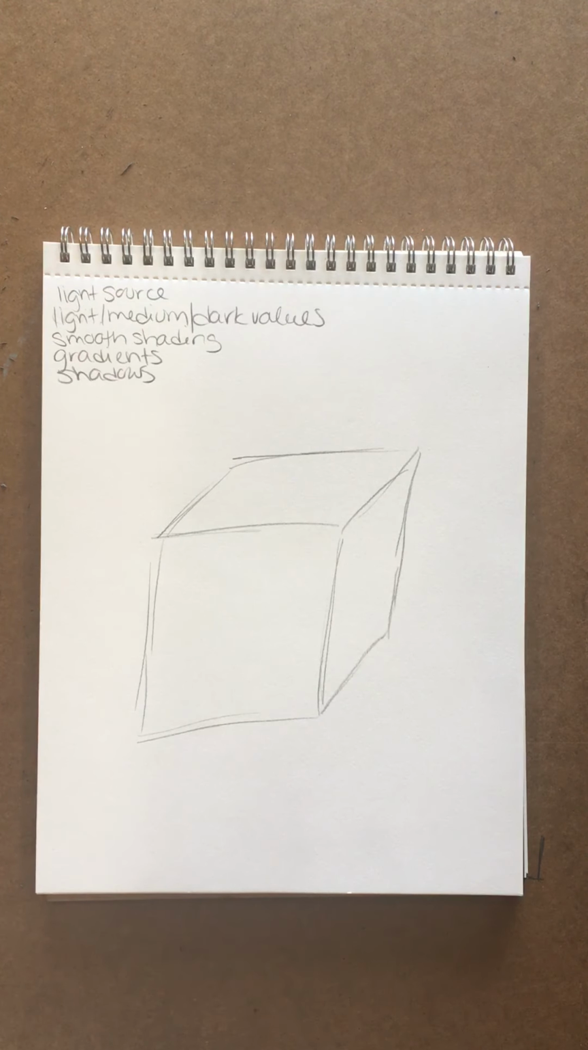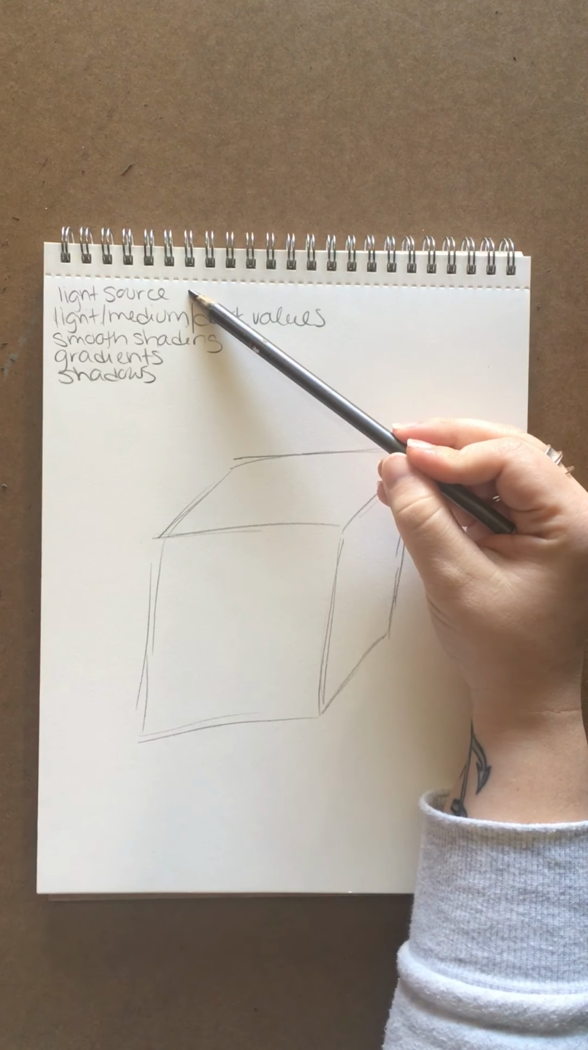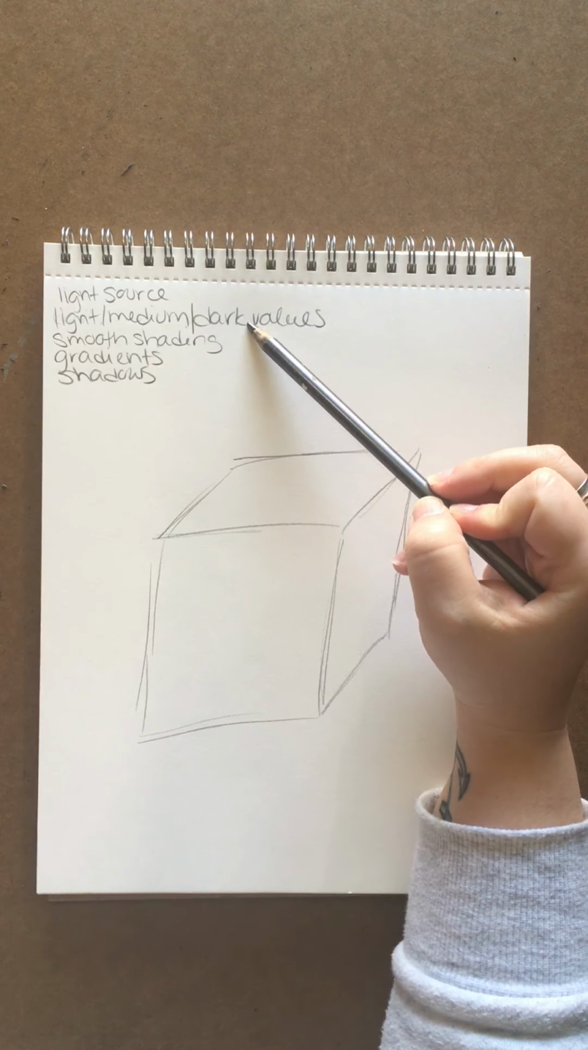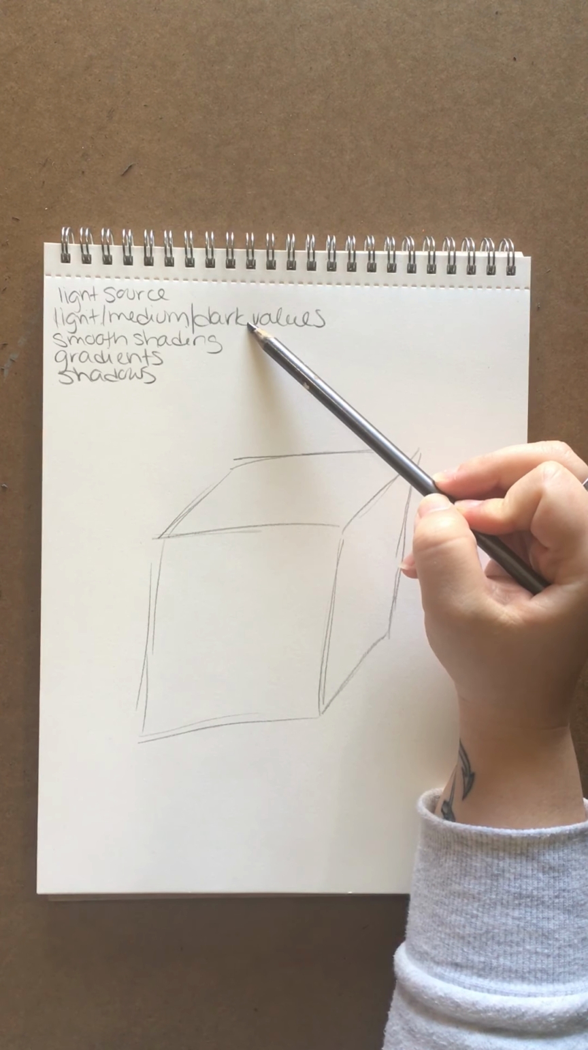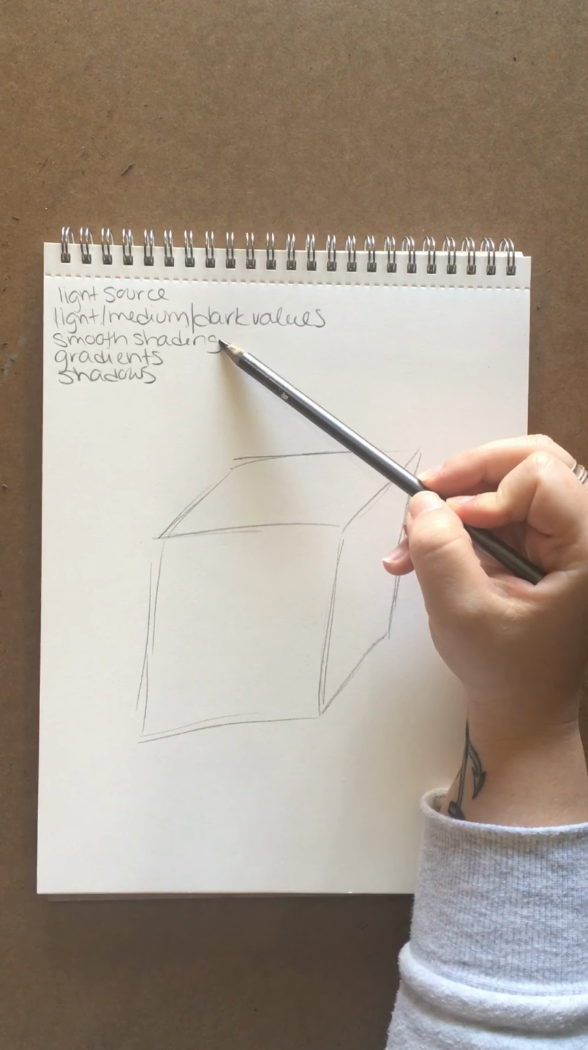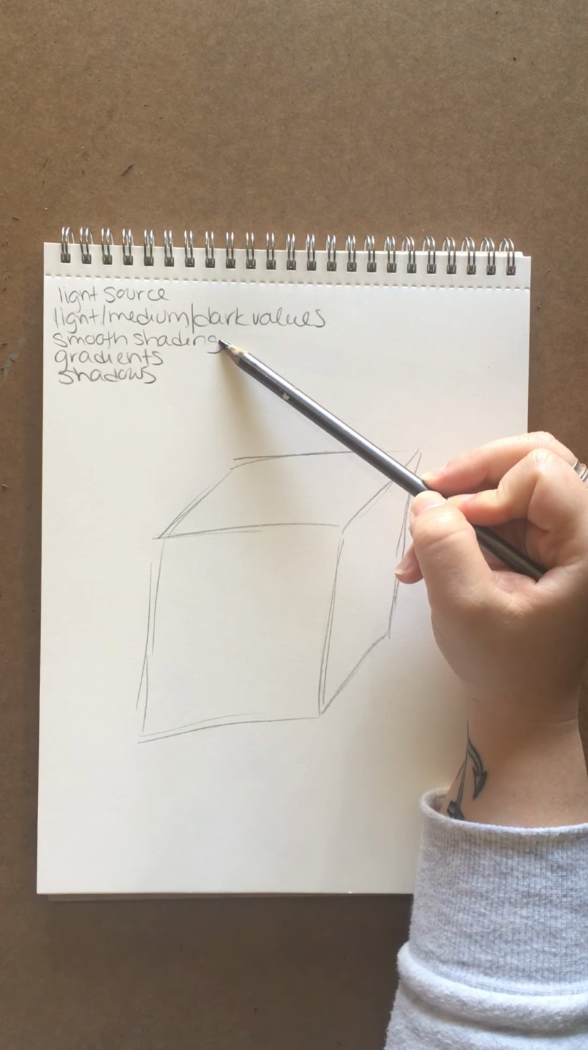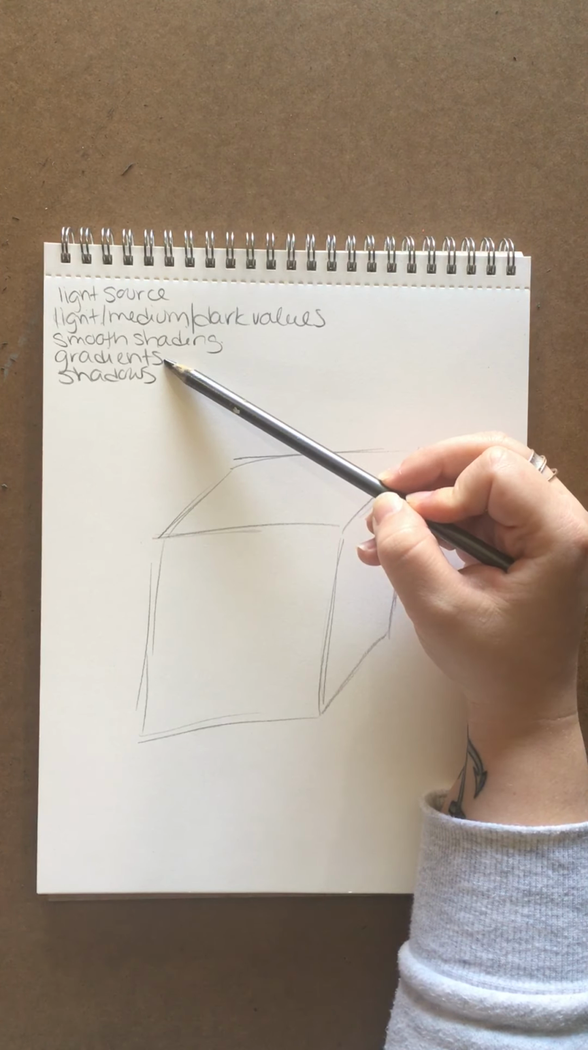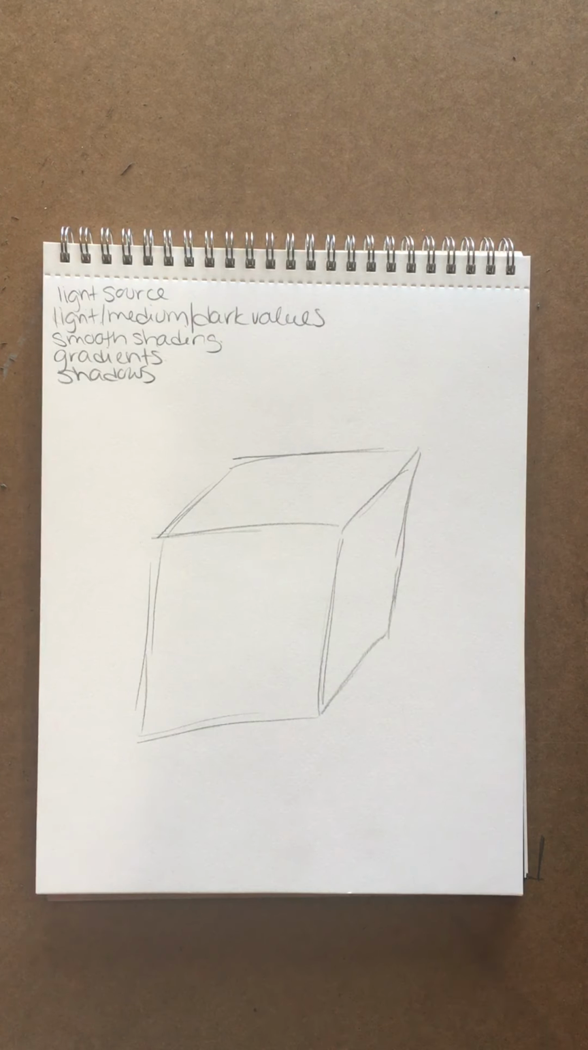Now there's 5 things I'm looking for with applying value. I'm looking at a light source, which I'm going to talk about in a minute. I'm looking at those light, medium, and dark values, which you practiced in demo 1. And I'm looking at smooth shading. So I'm going to be using a pencil to get that smooth shading to work in layers like you did in demo 1. If you're working in ink, it's not as easy to do, but your shading should still be neat and even if you're working with ink. Gradients, I'm going to explain those, as well as shadows in a little bit too.